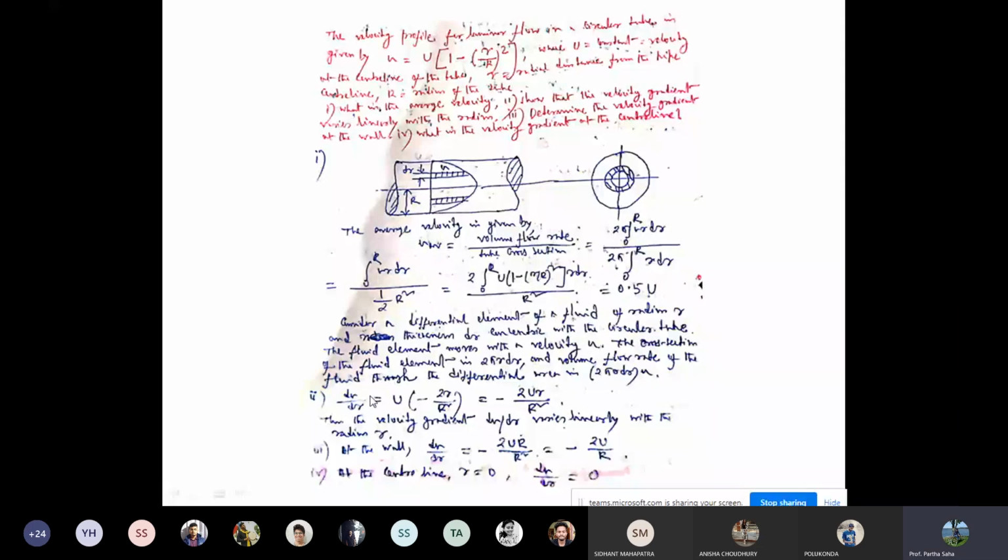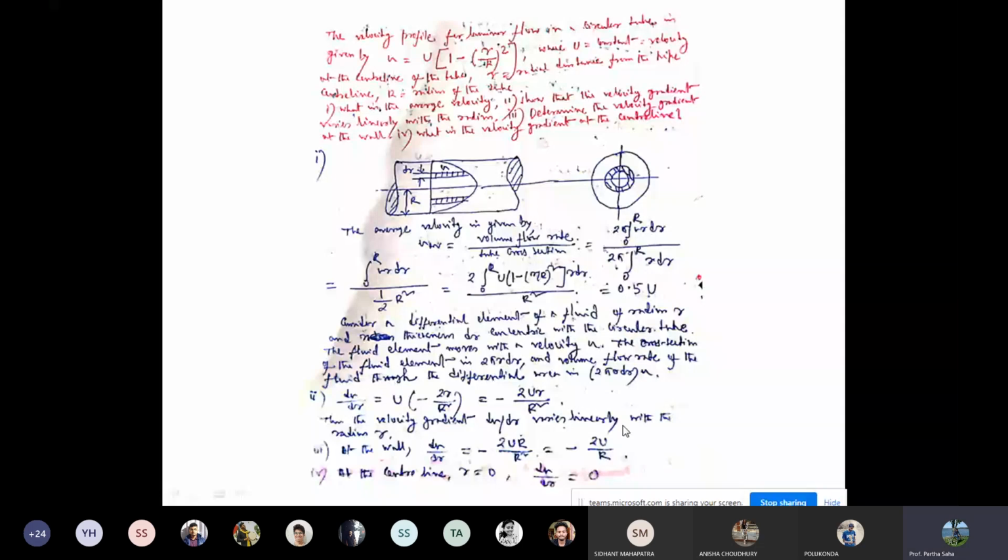Now, the second case. You calculate the average velocity, 0.5 U. Second case: show that the velocity gradient varies linearly with the radius. For the velocity gradient, you have to take the first derivative of velocity with respect to r, that is du by dr. Now u is given by this formula, so this will be U times minus 2r by R square, so it will be minus 2Ur by R square. So you can see the velocity gradient du by dr varies linearly with the radius small r.